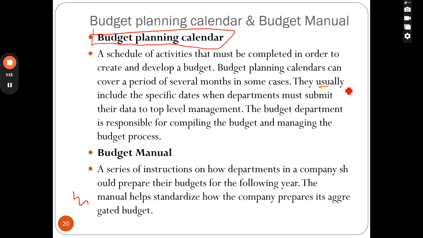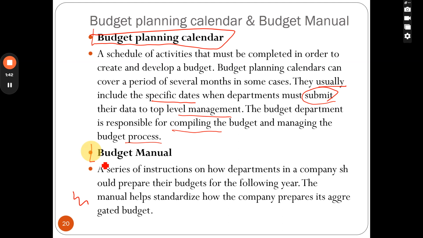So this usually includes specific dates when departments must submit their data to top level management. And the budget department is responsible for compiling the budget and managing the budget process. So whenever the company has a separate department for budgeting, or what we call the budget department, they are going to compile this planning calendar.